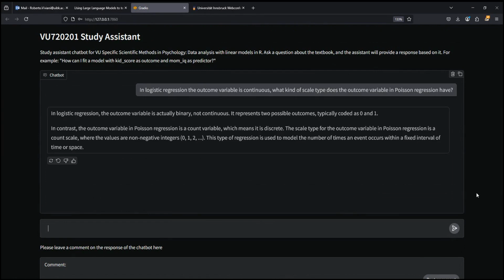And then it goes a little bit into what the case is with Poisson regression. It is a count variable, which means it's discrete. This is exactly what we wanted to hear. It's a perfect answer. So it goes to show it's not easy to mislead our system. Even if the students get something wrong and put little mistakes or even bigger mistakes into their questions, the system is going to be able to identify them and react accordingly. So yeah, I think this is a pretty good demonstration of how the system works in general.